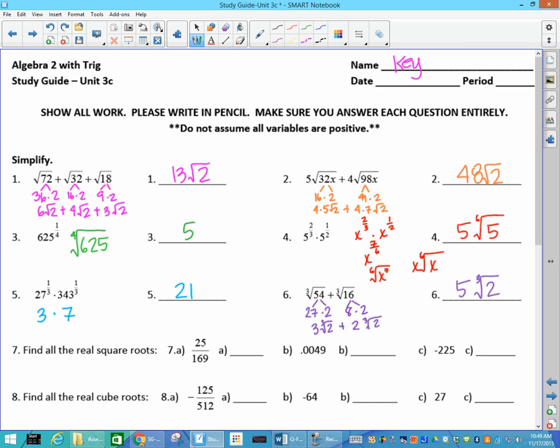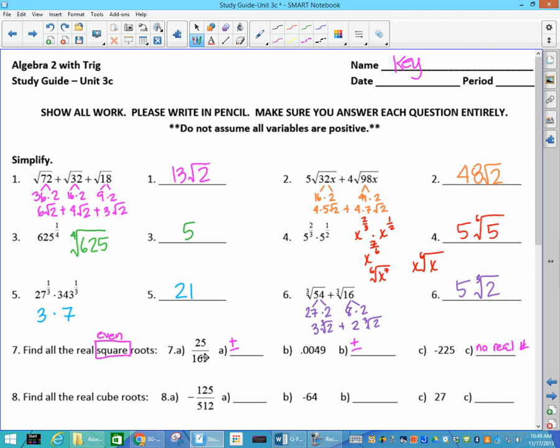All right? So, real square roots. Whether it's square roots or fourth roots or sixth roots, if it's an even number, your answer will either be plus or minus, or no real number, because it cannot take the even root of a negative number.